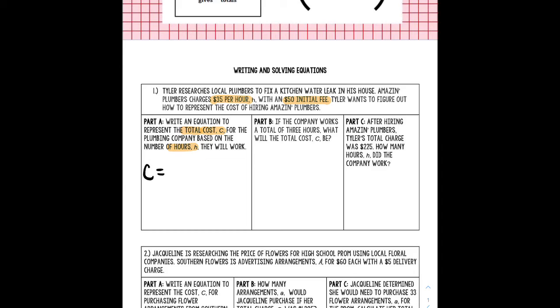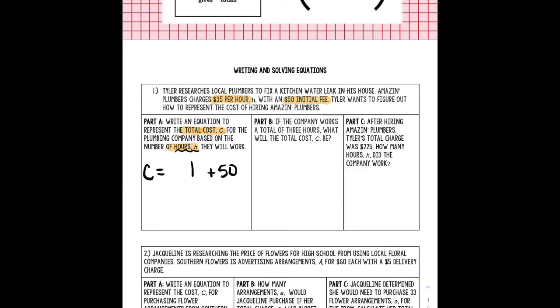So initial fee means that no matter what, if they show up at my house, if I'm going to call them to my house, I have to pay them $50, even if they don't stay. Even if they show up and I decide, you know what, I'm just going to fix it myself, I still have to pay them $50 for coming out, okay? So I'm always going to pay them $50 no matter what. So I'm always going to add this 50 at the end of my equation. But I need to decide how to write this $35 per hour.